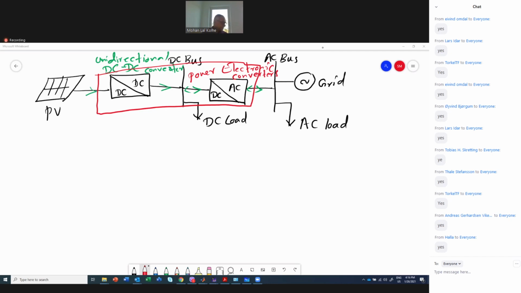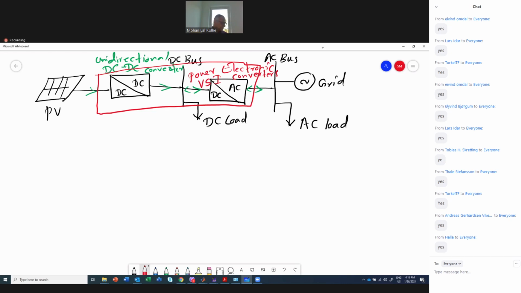Okay, so here we have the unidirectional DC to DC converter, and this is the DC to AC inverter, or else we are saying this as voltage source inverter, VSI. And here you have the grid, here you have the AC load, and this is your DC load.